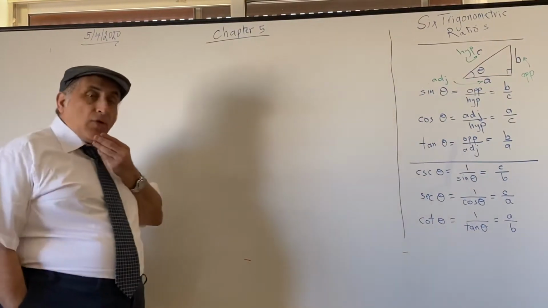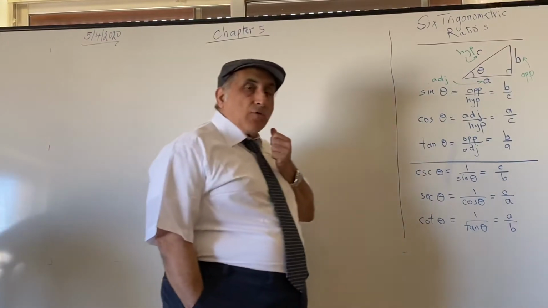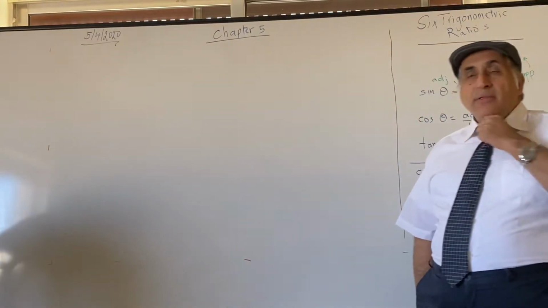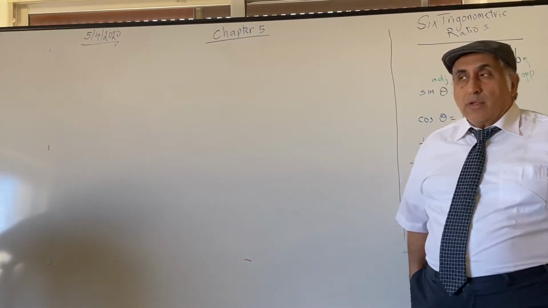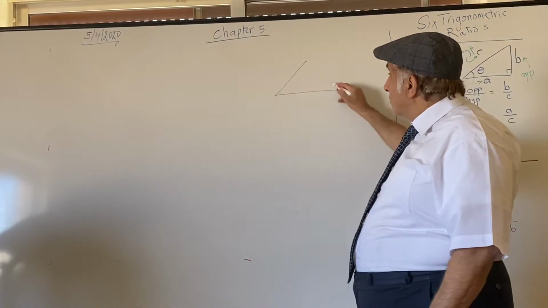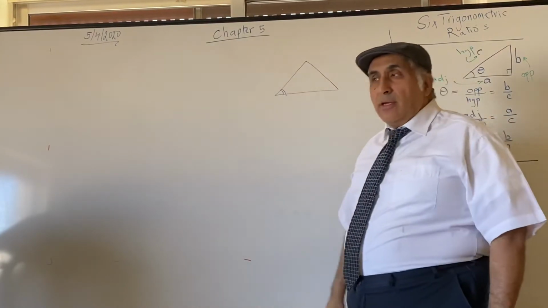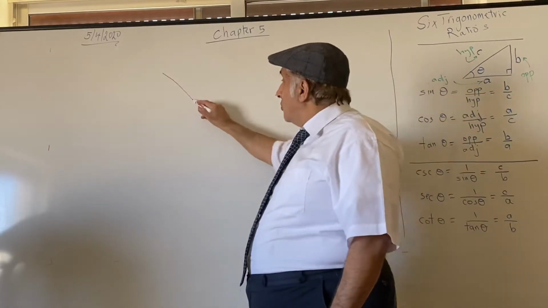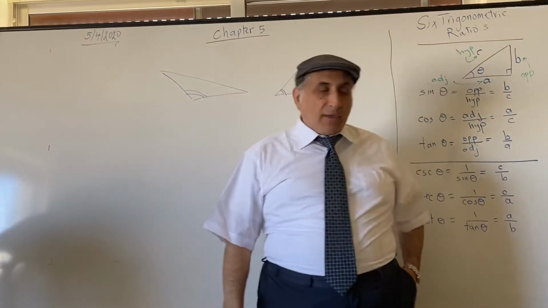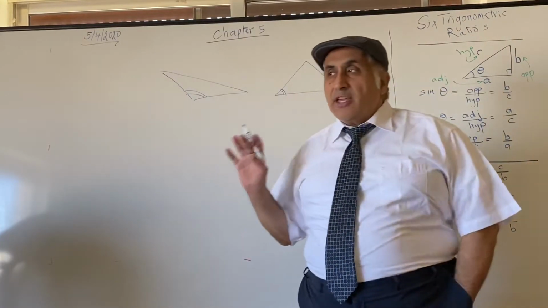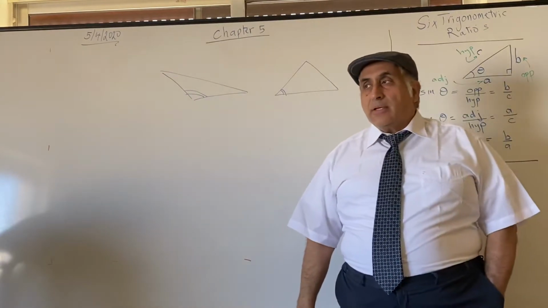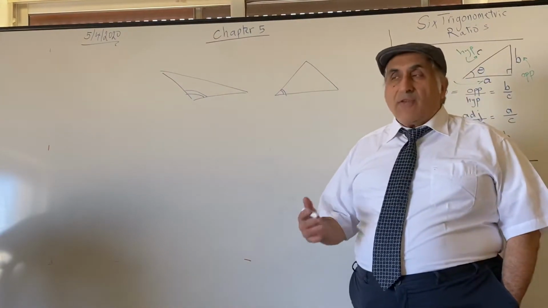In Chapter 5, it talks about only right angle triangle rules, while in Chapter 6, we talk about non-right angle triangle rules. When we say non, it means the triangle could be an acute angle triangle or an obtuse angle triangle. We'll deal with them in Chapter 6. And in Chapter 7, we'll talk about trigonometric functions, how the function looks like.